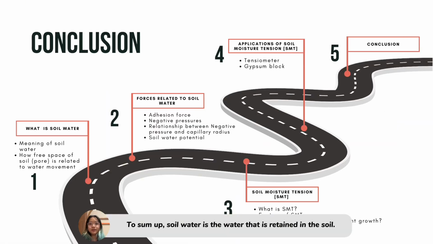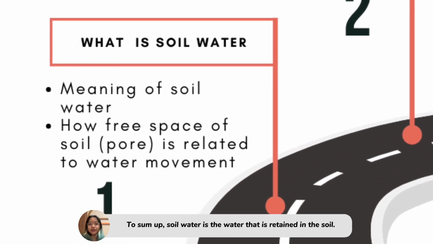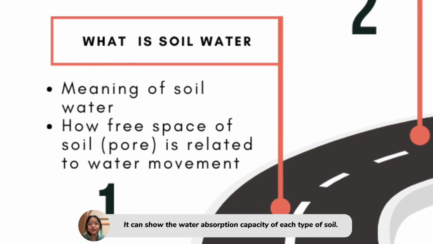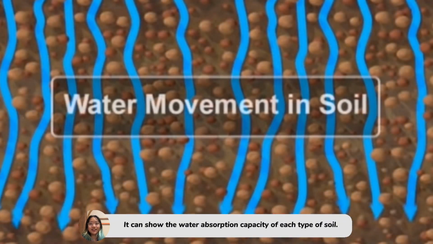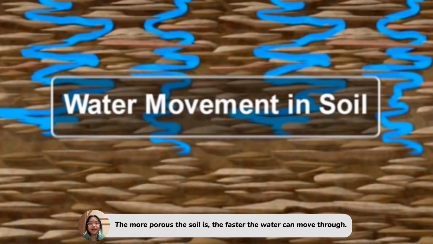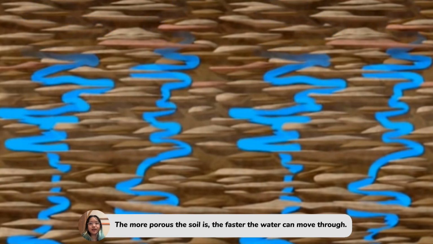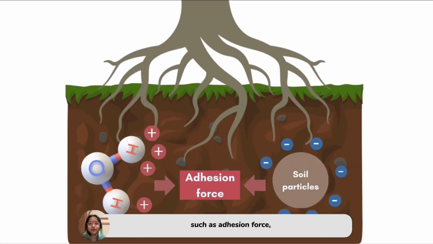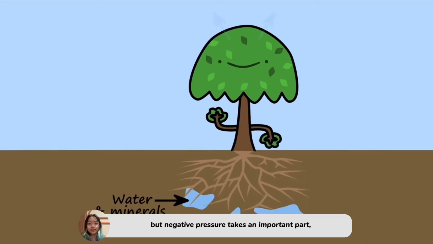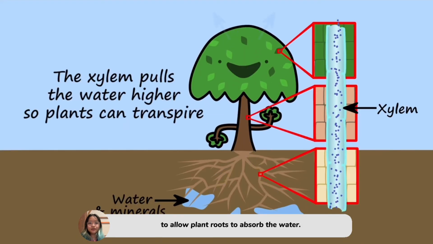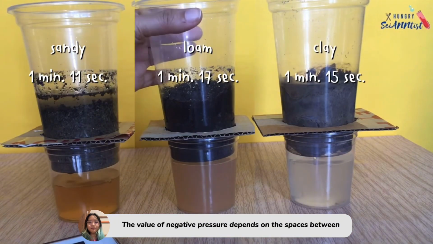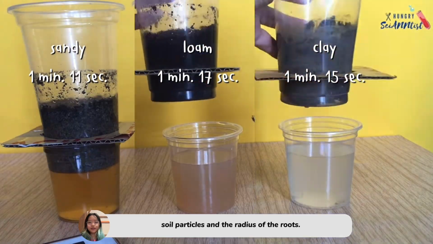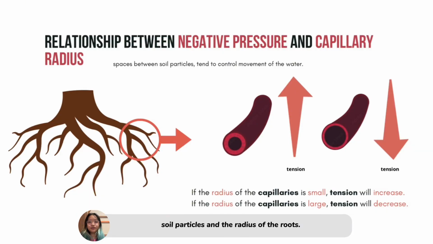To sum up, soil water is the water that is retained in the soil. It can show the water absorption capacity of each type of soil. The more porous the soil is, the faster the water can move through. There are many forces that take part in soil water, such as adhesion force, but negative pressure plays an important part in allowing plant roots to absorb the water. The value of negative pressure depends on the space between soil particles and the radius of the roots.